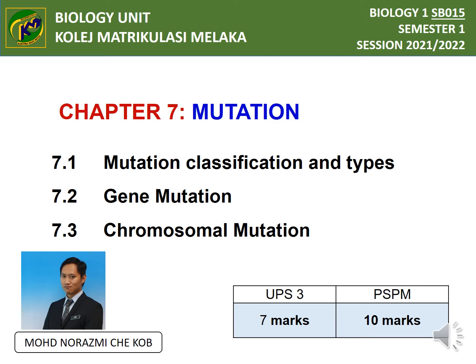This is chapter 7, mutation. Under chapter 7 we have three subtopics: 7.1 mutation, classification and types, 7.2 gene mutation, and 7.3 chromosomal mutation.